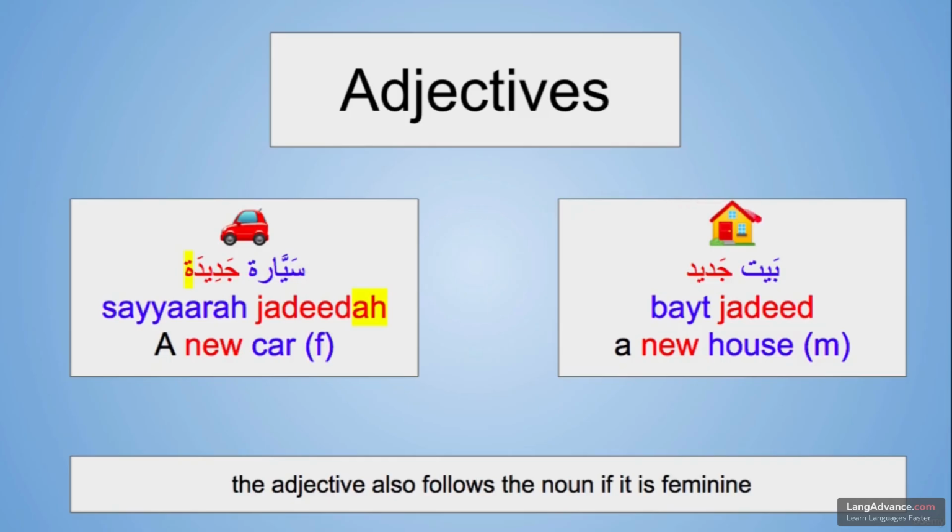For example, when we want to say a new house, and house in Arabic is a male noun, we say Bayt Jadid, a new house. But when you want to say a new car, it becomes سيارة جديدة. And notice that we have ta marbuta here to indicate the feminine, and it is added at the end of the adjective.